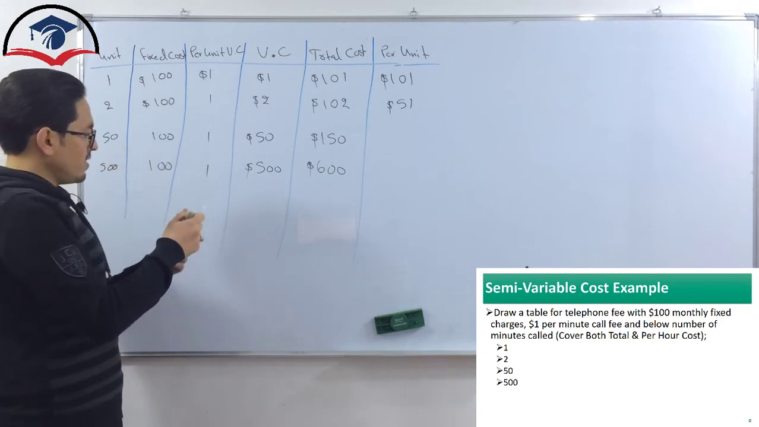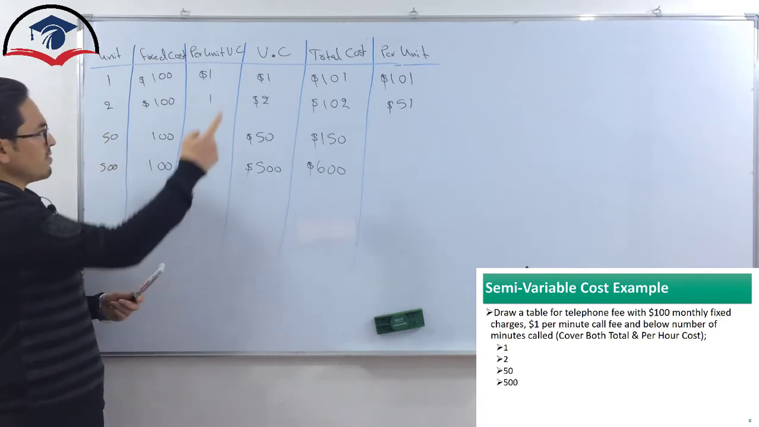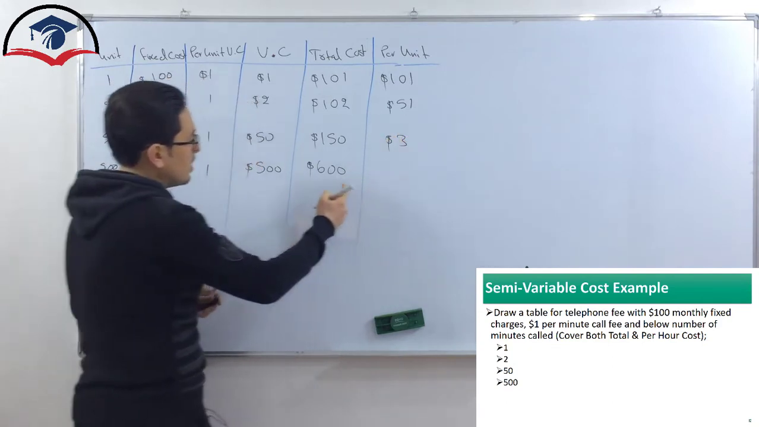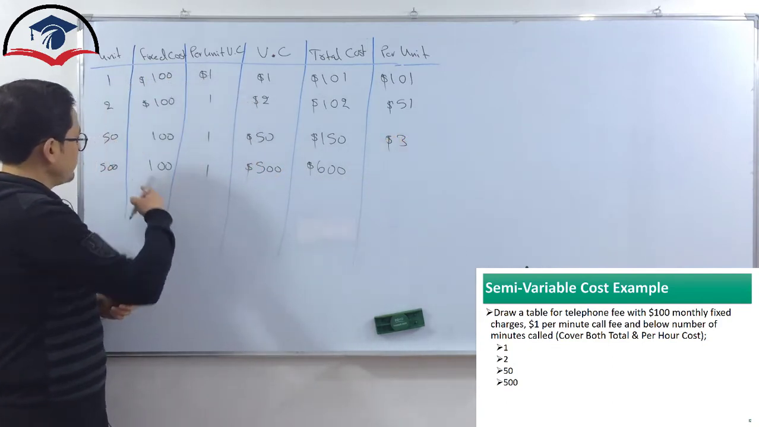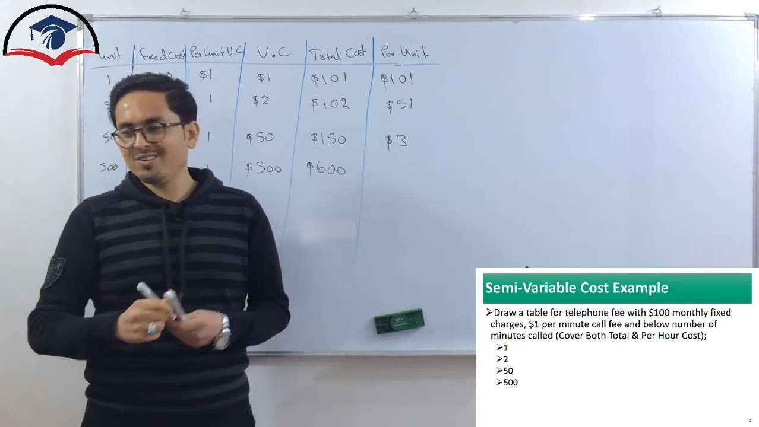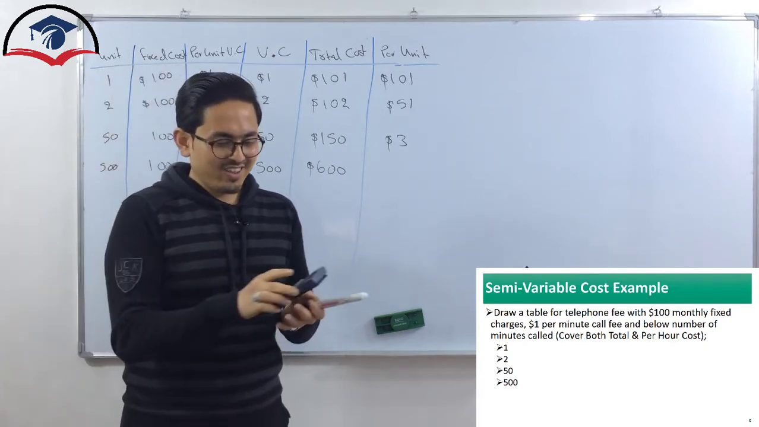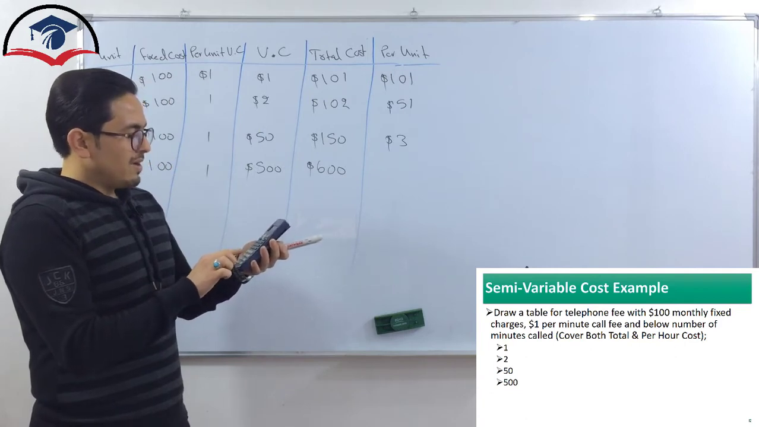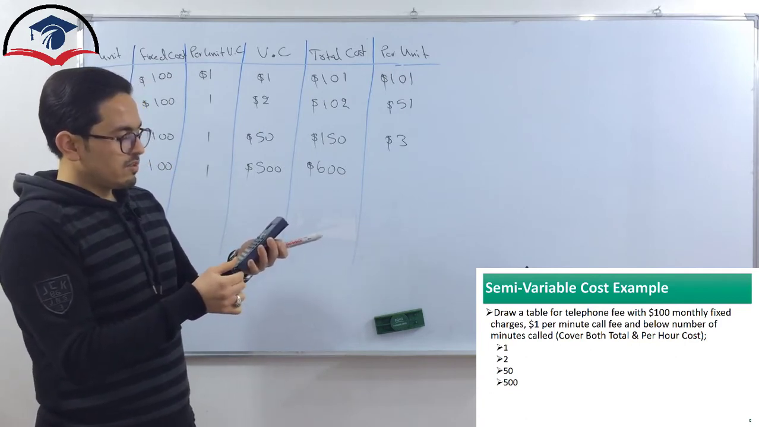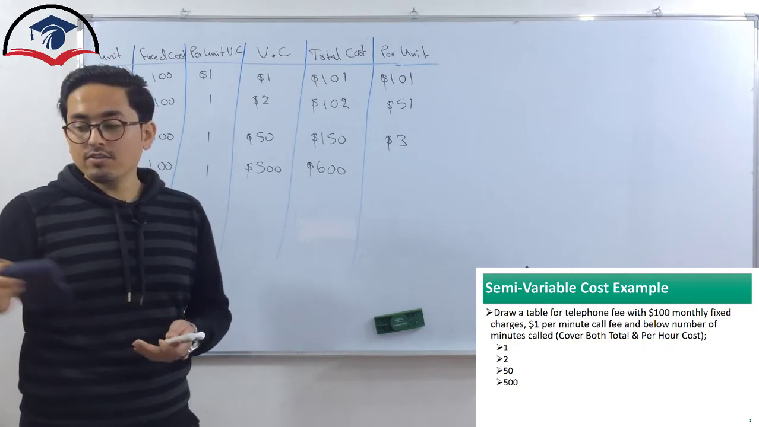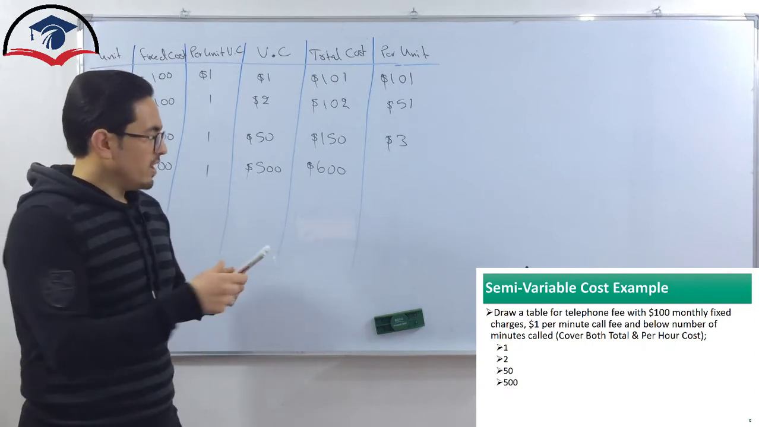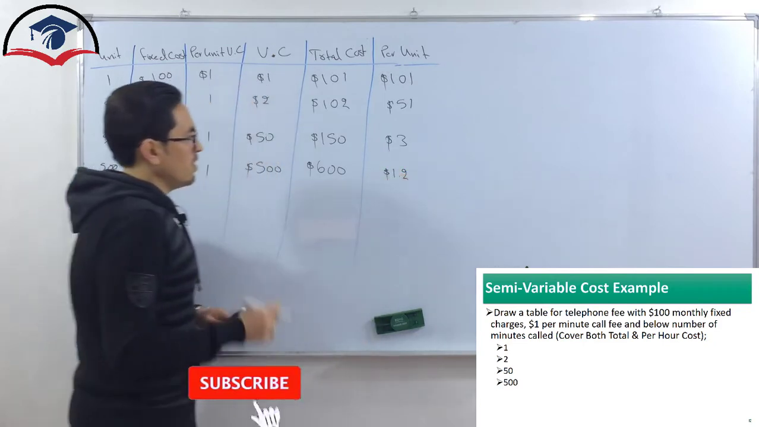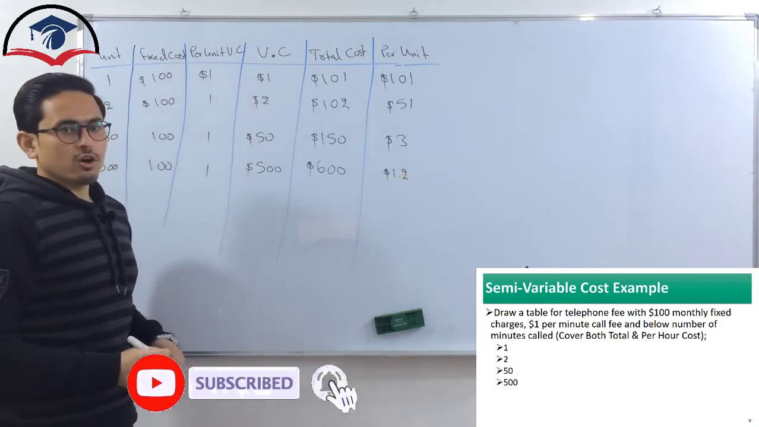$150 divided by 50 is $3. And $600 divided by 500, I need my calculator, it's a bit tough to calculate that one. So I have $600 and my minutes are 500, equal to $1.2. So this is the per unit cost.